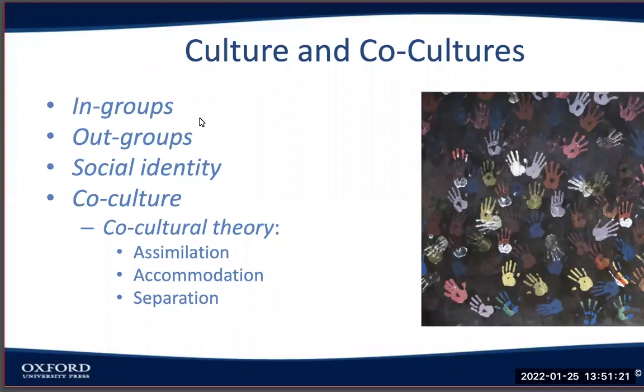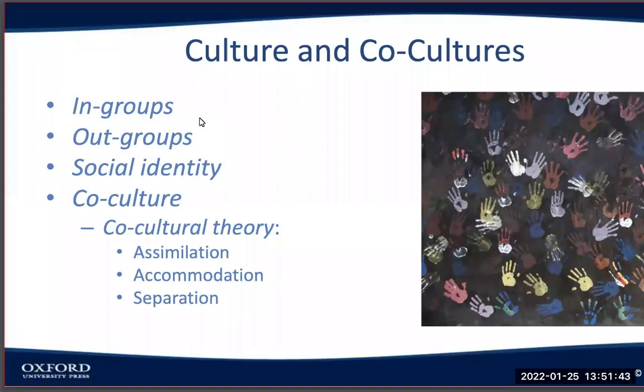When we look at culture and co-cultures, first, the in-groups are groups with which we identify. So these are groups that we feel that we are part of. And then out-groups are groups that we view as different than our own in-group. Social identity is part of the self-concept that is based on membership within these groups.